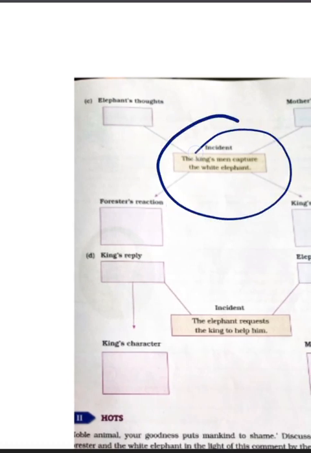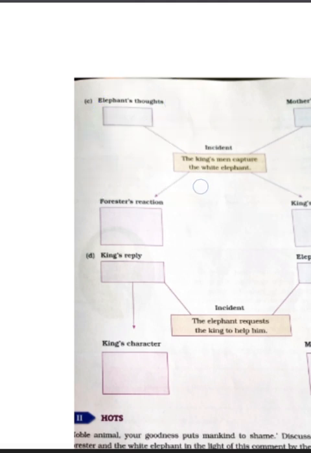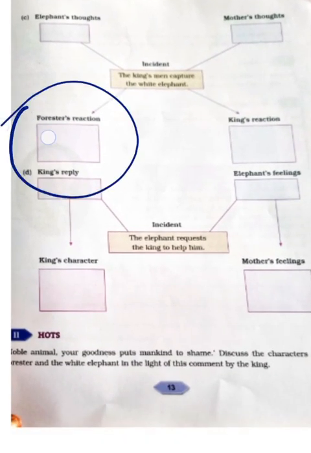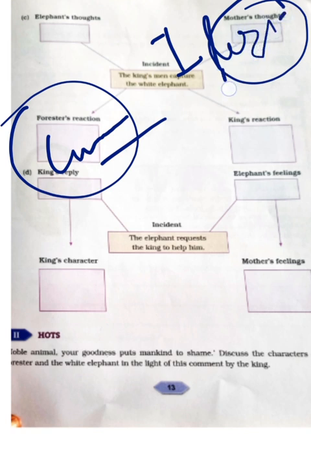The king's men capture the white elephant. What is the elephant thinking? He's thinking about his poor blind mother. Forester's reaction? Of course, cunning and happy. Mother's thought: I lost my child. I warned him.